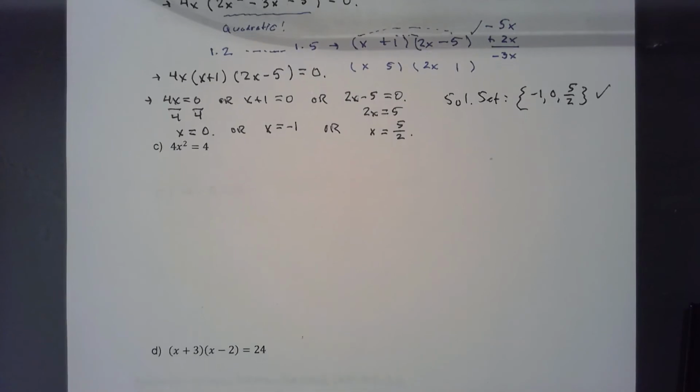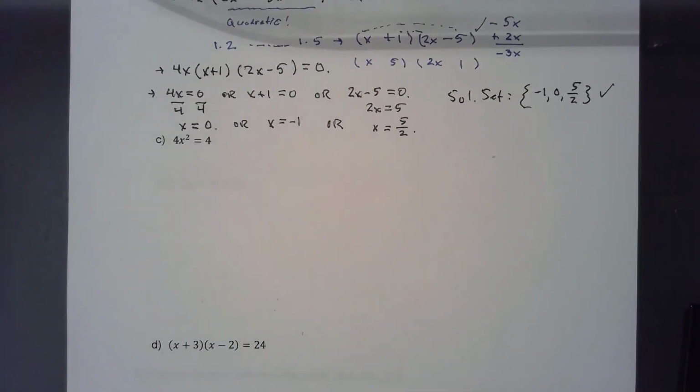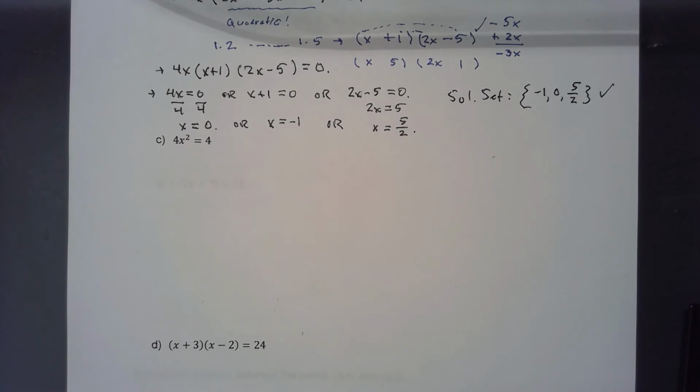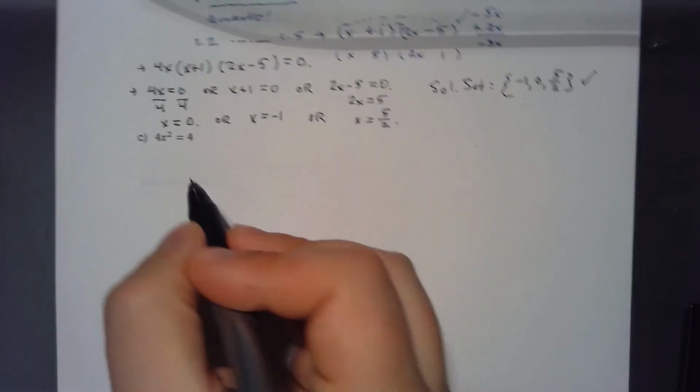Letter C is right here. Now again, the right side of your equation must equal 0. So since it's not equal to 0, I got to subtract 4.